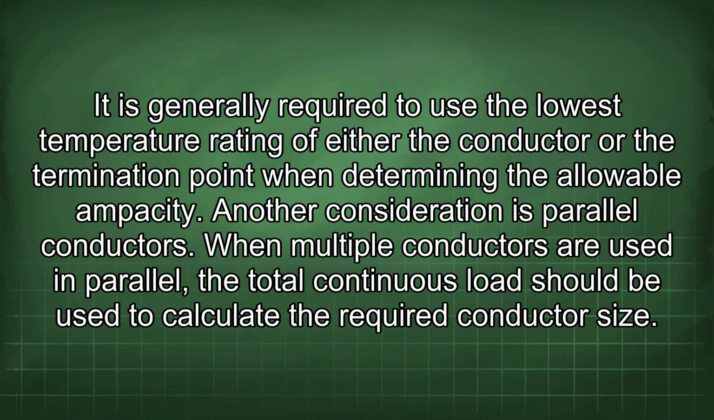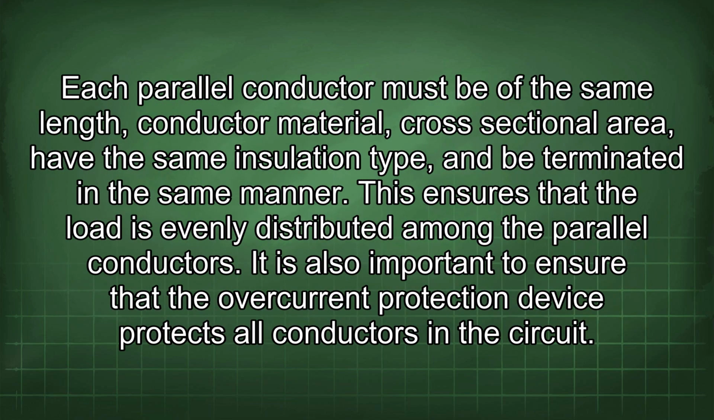Another consideration is parallel conductors. When multiple conductors are used in parallel, the total continuous load should be used to calculate the required conductor size. Each parallel conductor must be of the same length, conductor material, cross-sectional area, have the same insulation type, and be terminated in the same manner. This ensures that the load is evenly distributed among the parallel conductors. It is also important to ensure that the overcurrent protection device protects all conductors in the circuit.